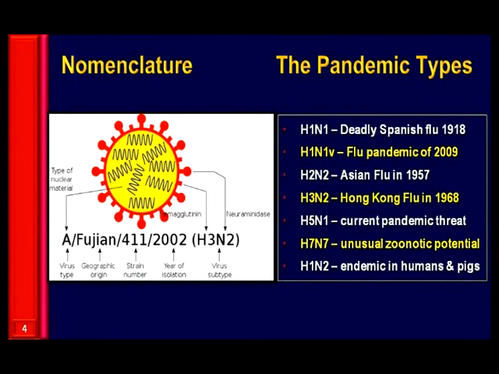in humans as well as in pigs. So, these are several types of influenza viruses that have caused previous pandemics and the present pandemic. Let us look at the next slide.